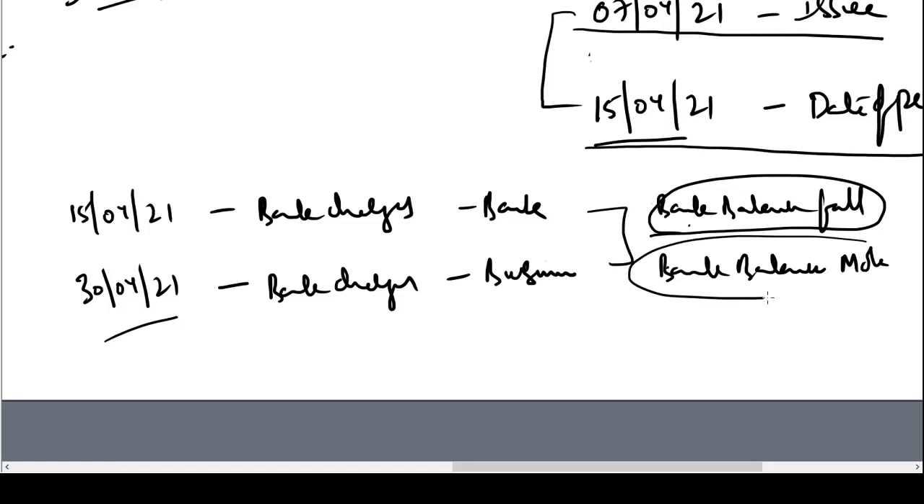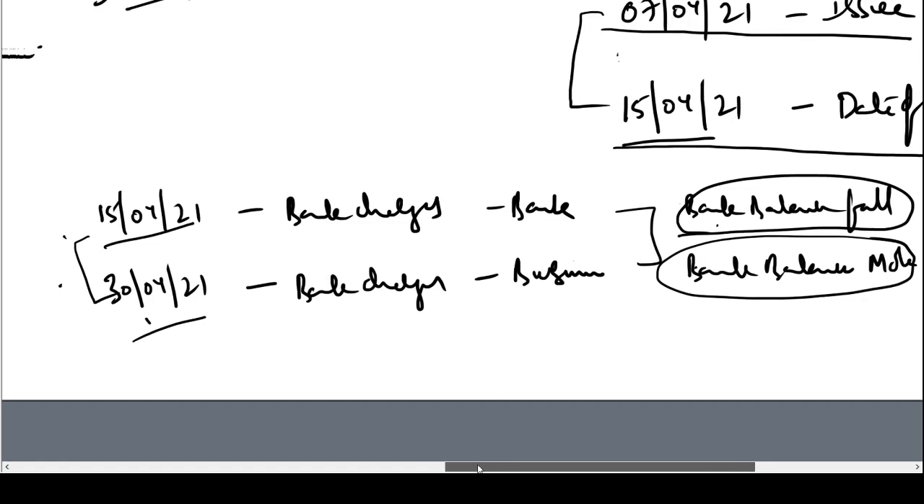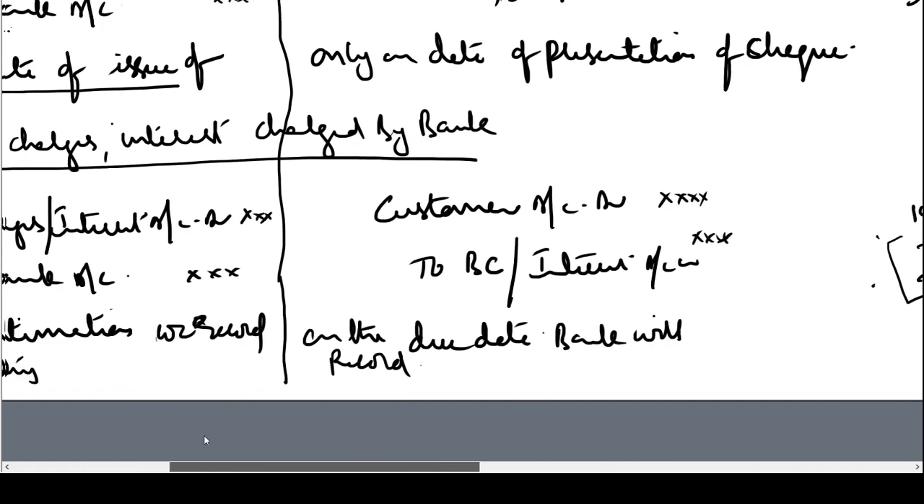So my bank balance has fallen on 15th April itself because the bank has charged bank charges, but I come to know only on 30th April. So in this interval, my books will show a higher balance, and the bank books will be showing a lower balance. The difference is explained through a statement called the bank reconciliation statement.